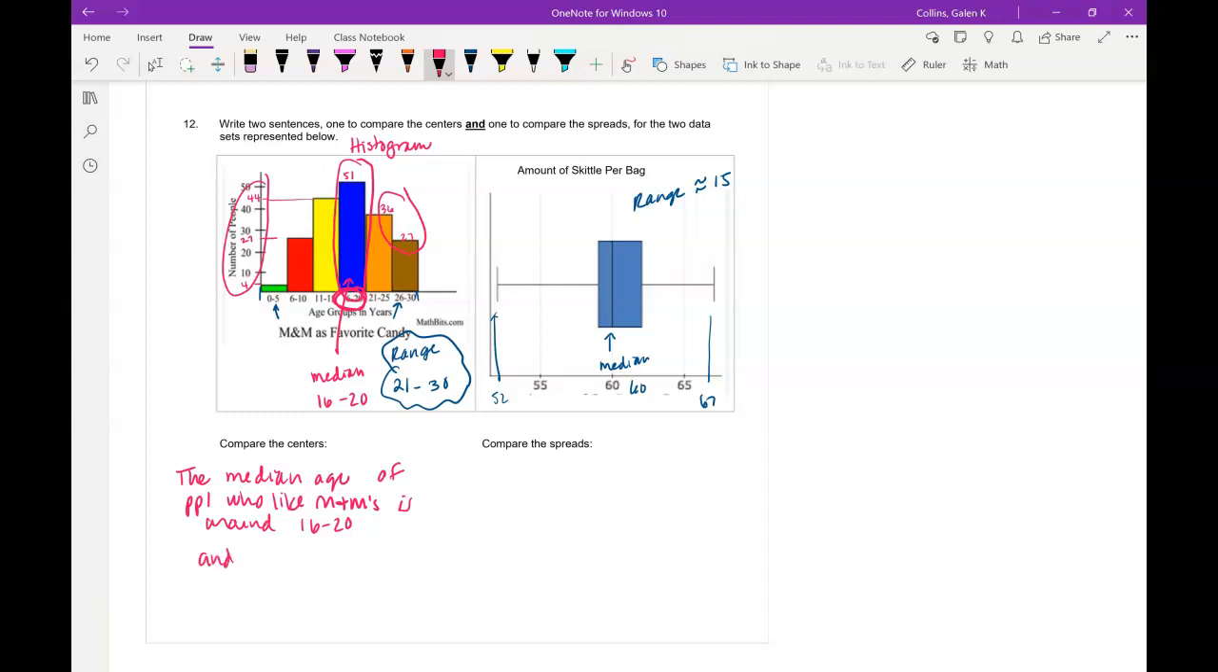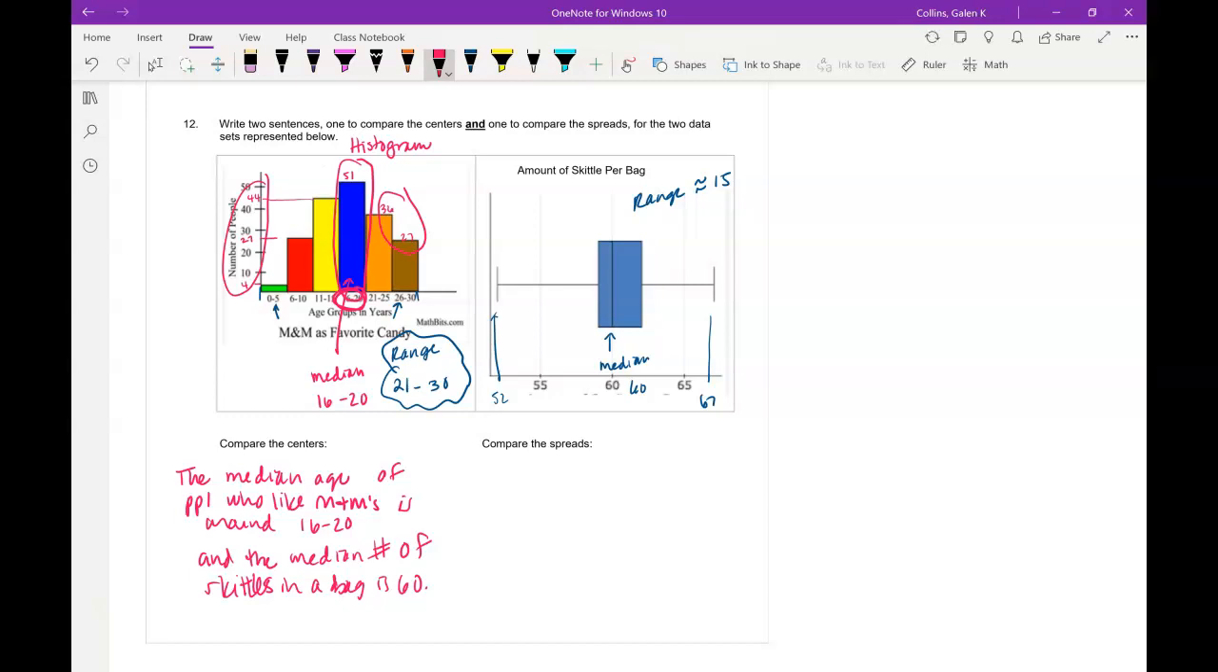And also, when have you ever had 60 Skittles in a bag? The median number of Skittles in a bag, wow, is 60. So the median of the Skittles is greater than the median of the age of people who said M&Ms is their favorite candy. That just seems like an arbitrary comparison, because one's about preference and one's about number of Skittles.